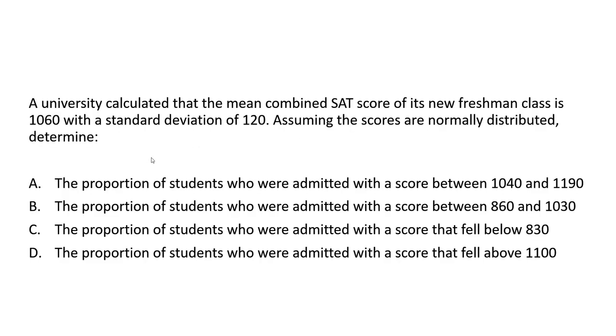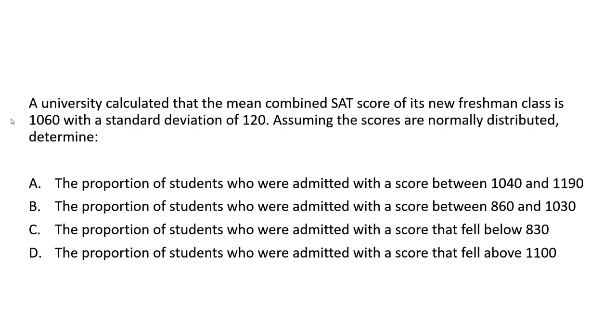Today, we're going to go over standard normal probabilities. We're going to start with this problem. A university calculated that the mean combined SAT score of its new freshman class is 1,060 with a standard deviation of 120. Assuming the scores are normally distributed, determine, and then we have parts A, B, C, and D.